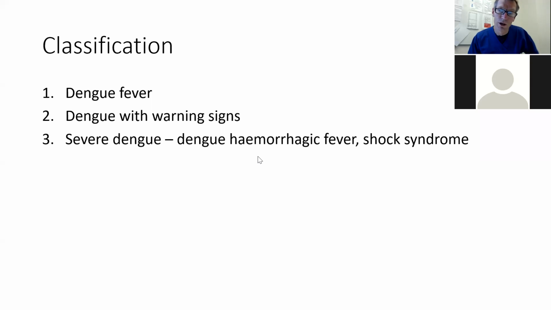And our challenge is to understand to what degree a child's in shock, has hemorrhage, has edema, has fluid accumulation, etc. They're the challenges of looking after children with severe dengue, and the challenge of dengue fever is not to overtreat them and for them to then get complications.